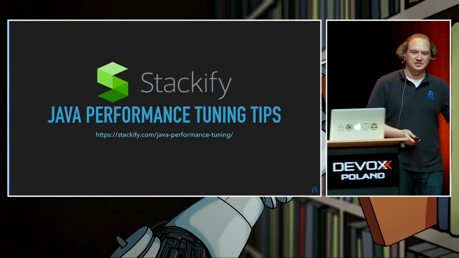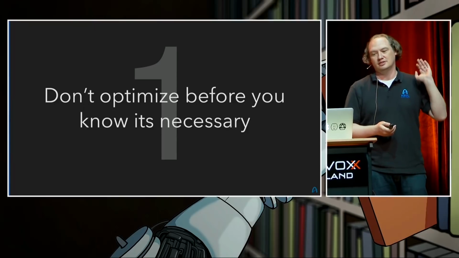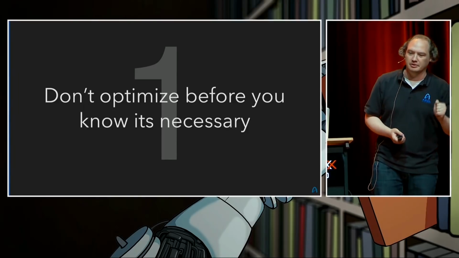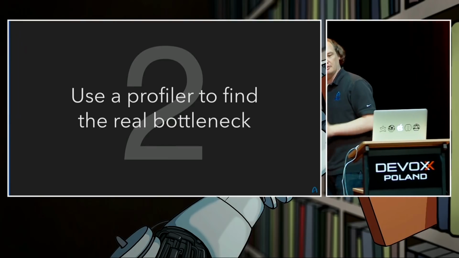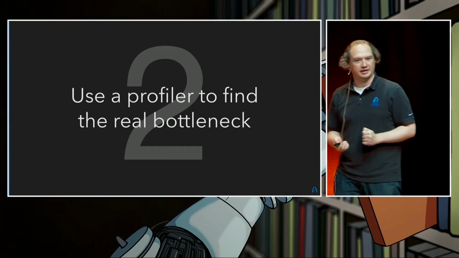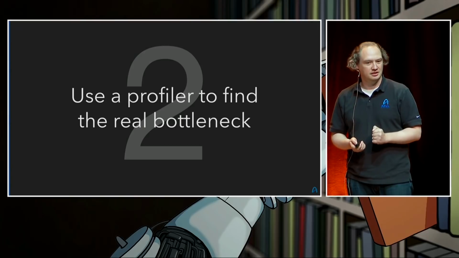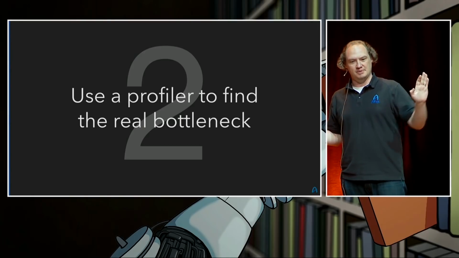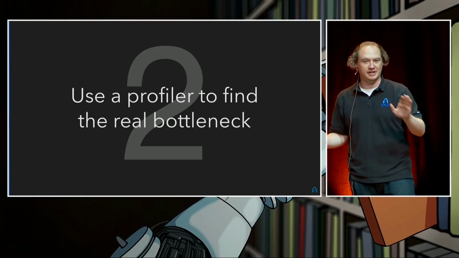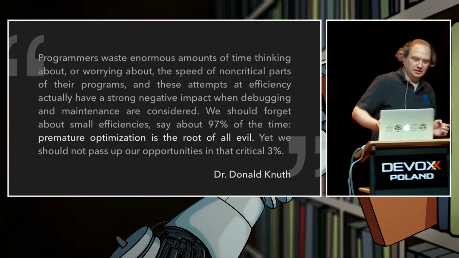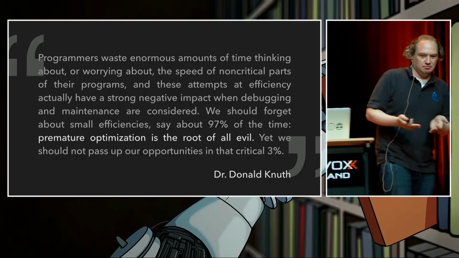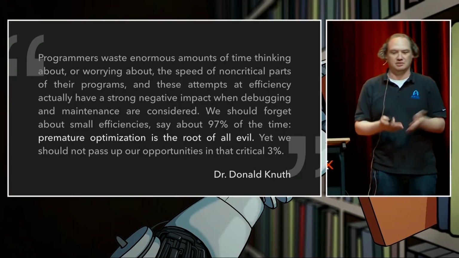And the first two suggestions were, don't optimize before you know it's necessary, and use a profiler to find the real bottleneck. This isn't new advice by any means, but it's correct advice. This is pretty much just the advice that Knuth gave us long, long ago, just applied to Java.